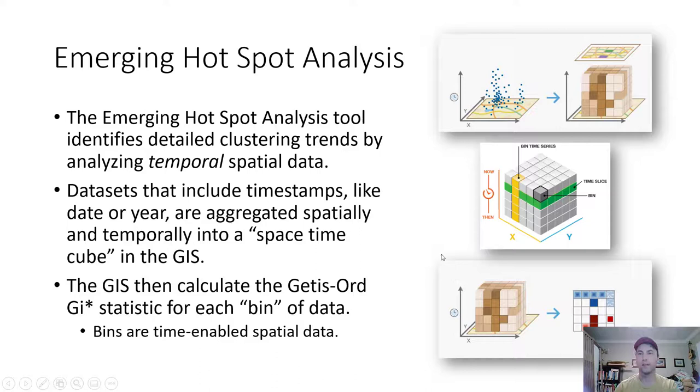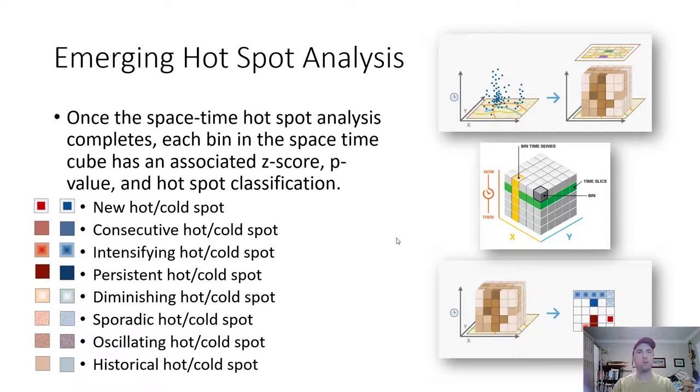There's actually a lot of really cool things you can do with this data. We're not going to get into it, I don't believe. But in 231, I think, or 232 rather, we might get into it in the spring. So bins are time-enabled spatial data. They are spatial data that represent what existed on the landscape at a given point in history. Once the space-time hotspot analysis completes, each bin in the space-time cube has an associated z-score, p-value, and hotspot classification.